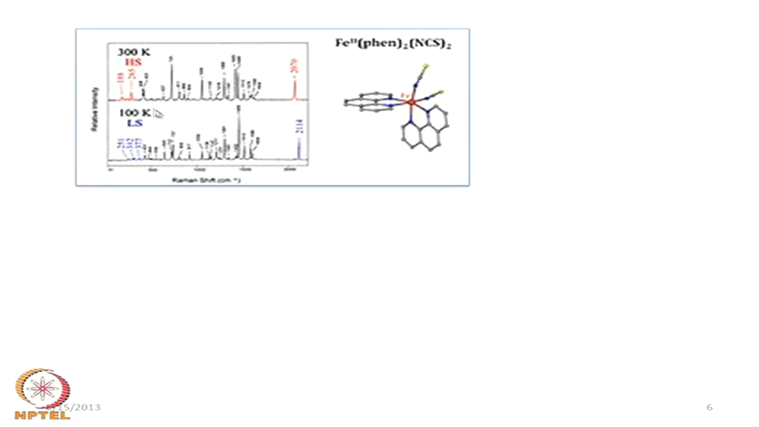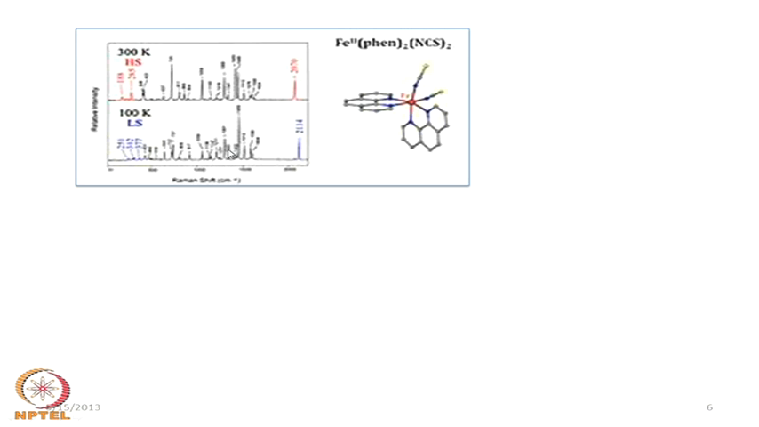So, we are taking the Raman spectrum at 100 K and at 300 K. At 100 K, the corresponding signature we are getting, particularly this value at 2114, is due to the CN stretching frequency of the thiocyanate, which is characteristic for the low spin compound, and that value signifies that at 100 Kelvin we have the compound exclusively in the low spin state.